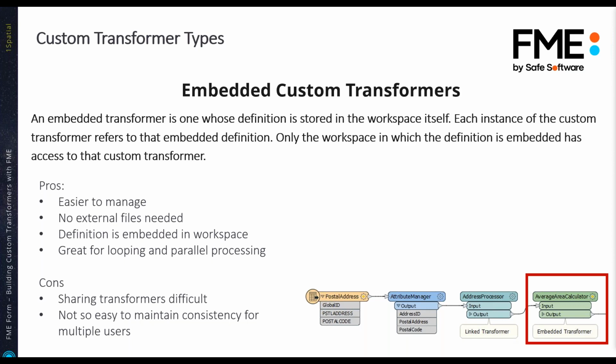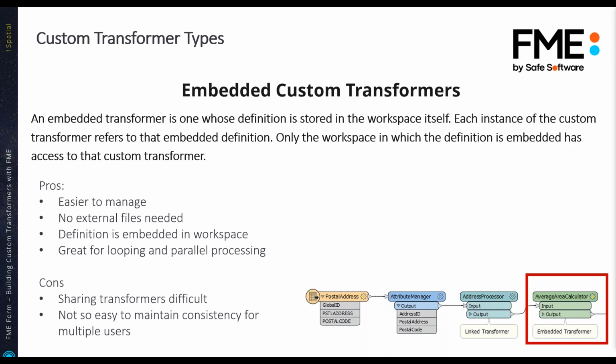So each instance of the custom transformer refers to that embedded definition within your workspace. So only the workspace in which the definition is embedded has access to that custom transformer. So it's baked into the workspace itself. The advantages here: it's easy to manage because you're in full control of what that transformer can do. There are no external files needed. The definition is, as I say, baked into the workspace, so it's good. And it's great for things like looping and parallel processing because you're in full control of that workspace.